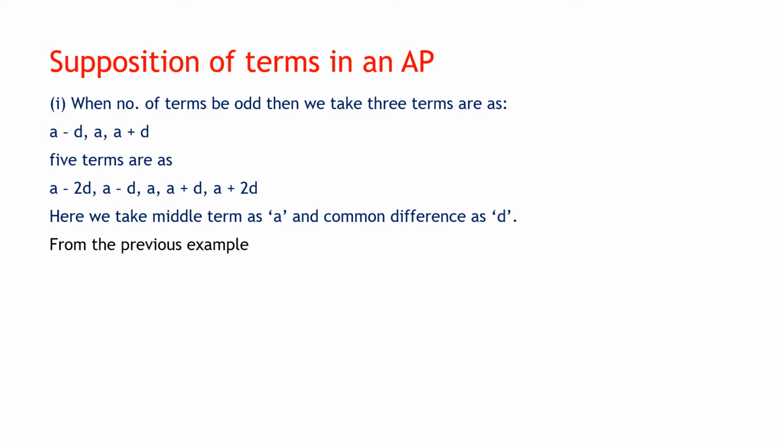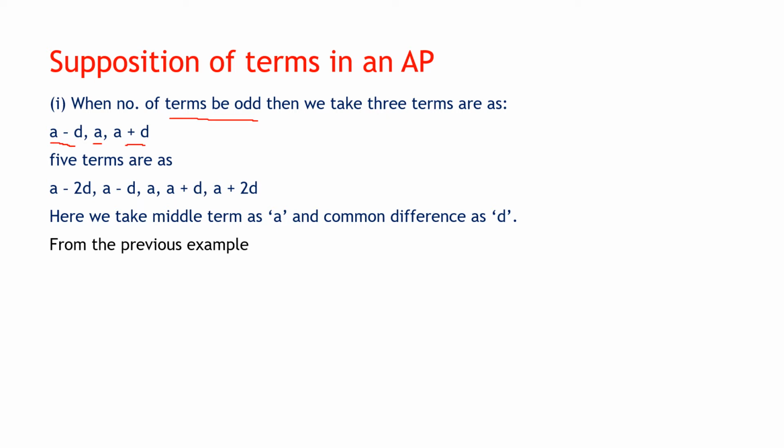Okay, so here what we have taken now, when the number of terms is odd, remember this. When do you assume a to be the middle term? When the number of terms is odd. When the number of terms is odd, you take the middle term as a, the previous term as a minus d, the next term as a plus d.